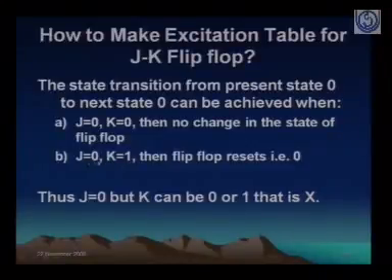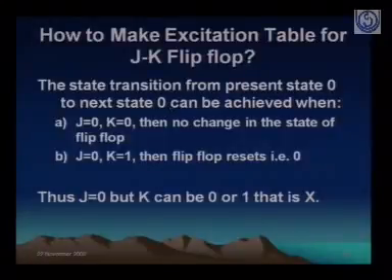So if I put J as 0 and K as 1, then the flip-flop will be reset. That is, it will be in state 0. So what does it tell me? The value of J has to be 0, but K can be 0 or 1. That is X, don't care. The value of K does not matter. It can be 0 or 1, but the value of J has to be 0. Then the flip-flop will necessarily remain, and if it is in present state 0, the next state will be once again 0.